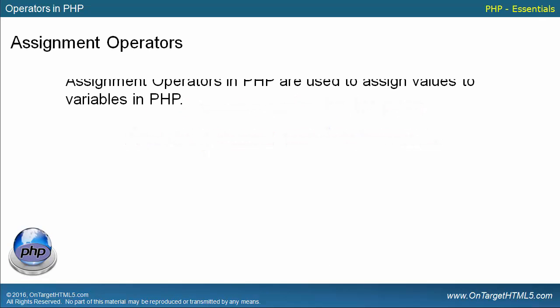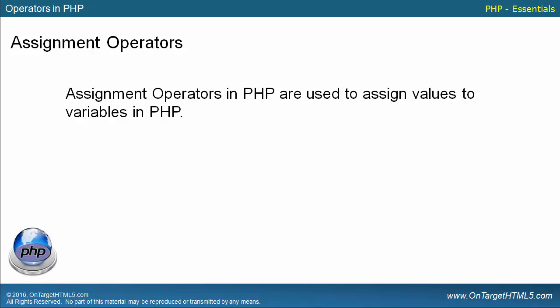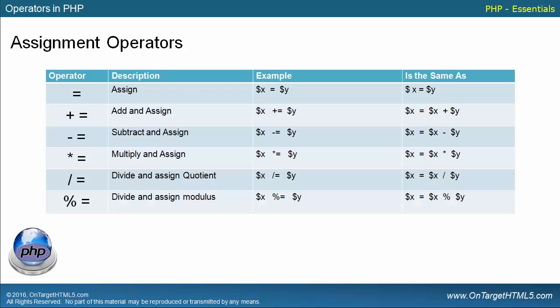And assignment operators in PHP. Assignment operators in PHP are used to assign values to variables. Now let's look at a chart that talks about some of the assignment operators that are available. First we have the equal sign, which assigns a value.